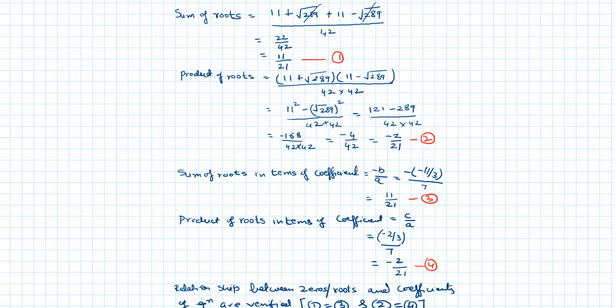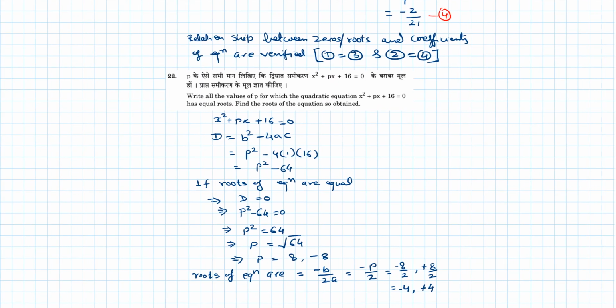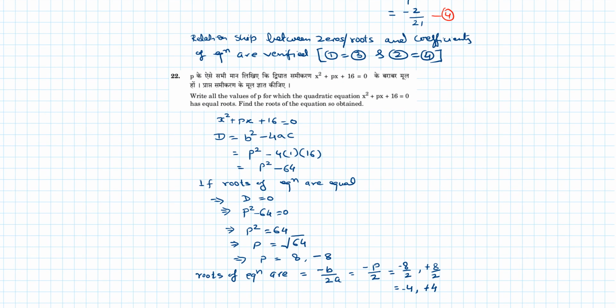So we have verified. Now let us come to question number 22. Question number 22 says, write all values of p for which the given quadratic equation has equal roots.